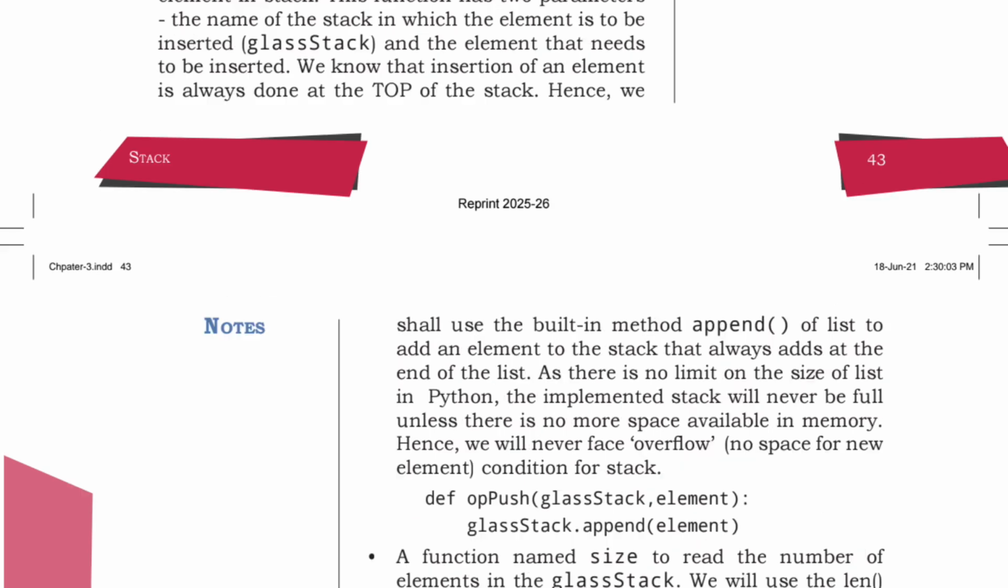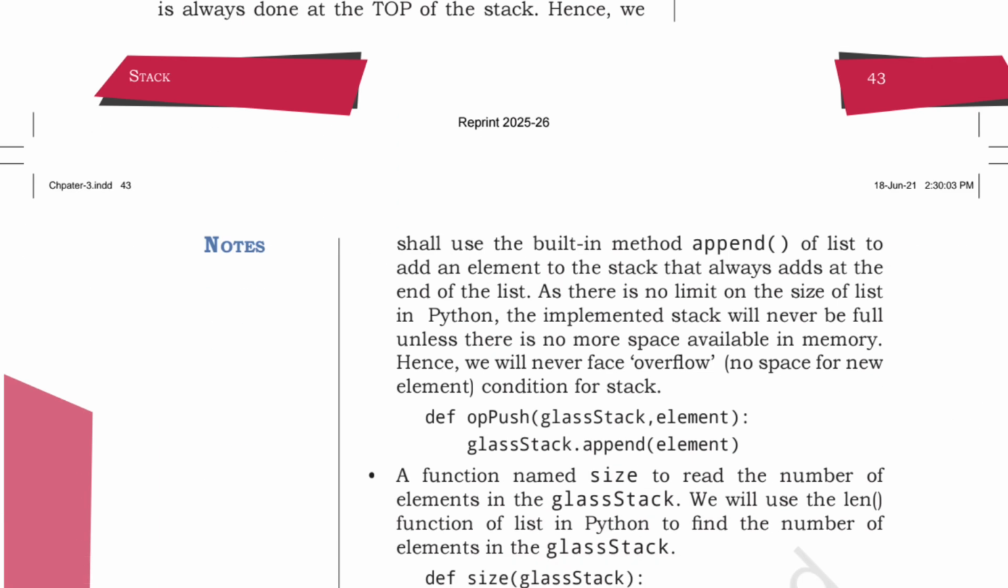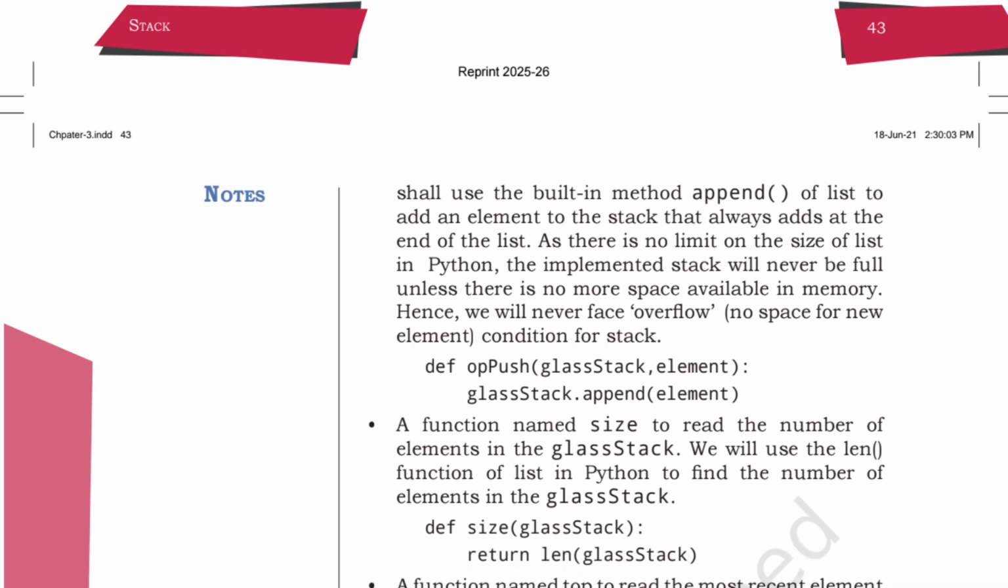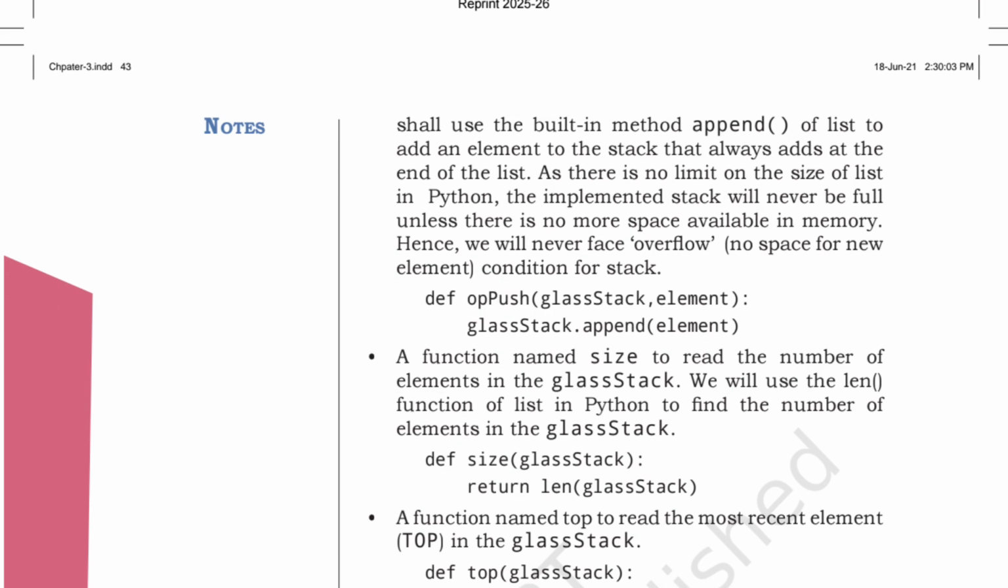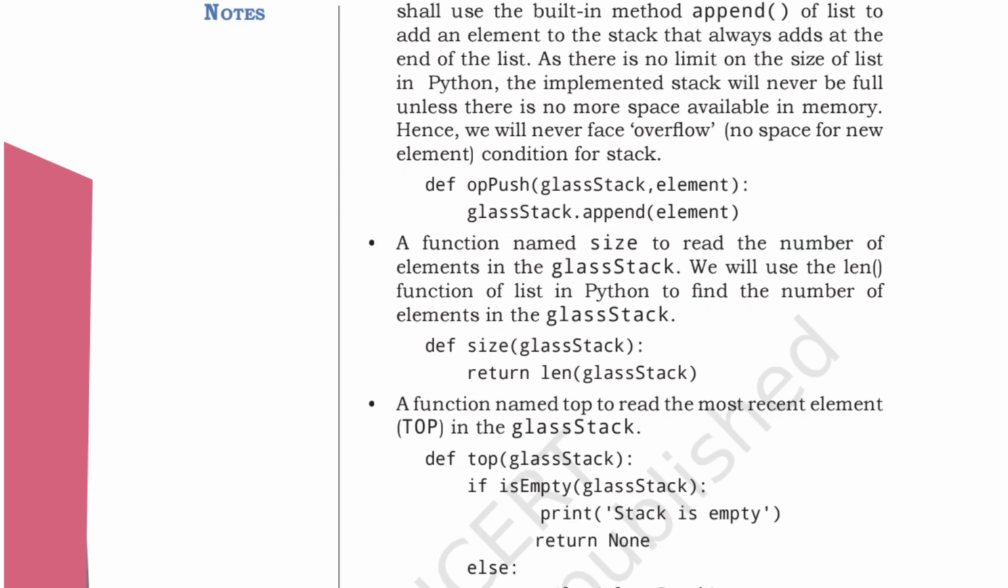Op is operation push. Okay, the push operation is over here. Op, that is operation push, glass_stack comma element, then glass_stack.append(element). The elements we are appending, meaning adding, on pushing. After that we are using def size(glass_stack), return len(glass_stack), that is size only. We are mentioning the size first and then calculating the length of glass_stack.